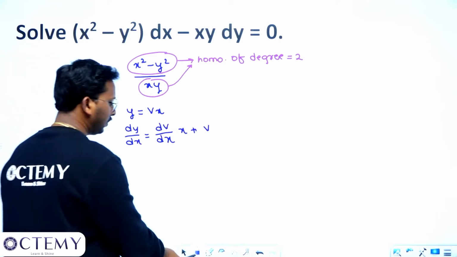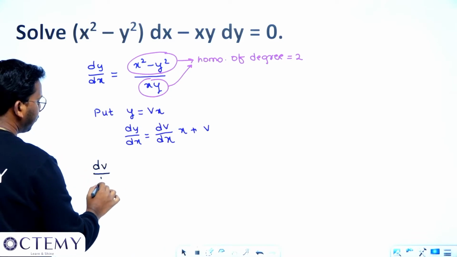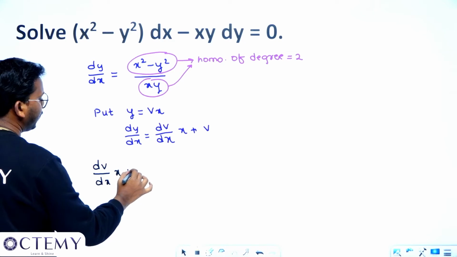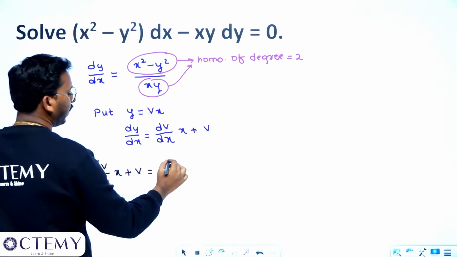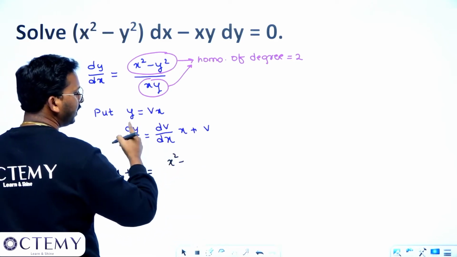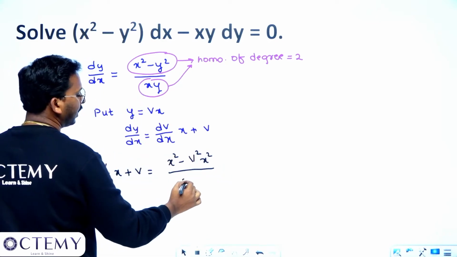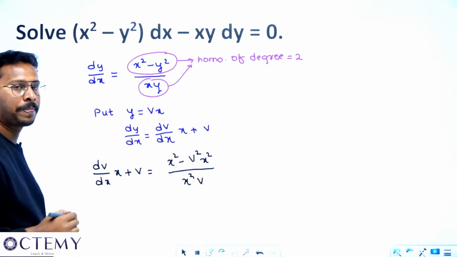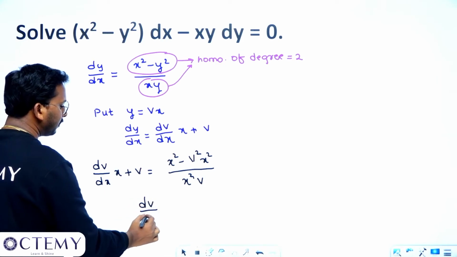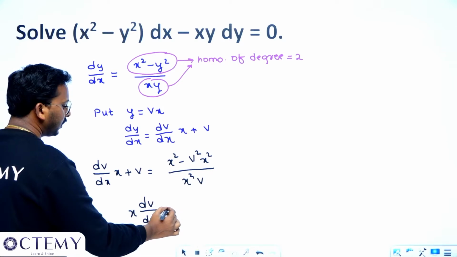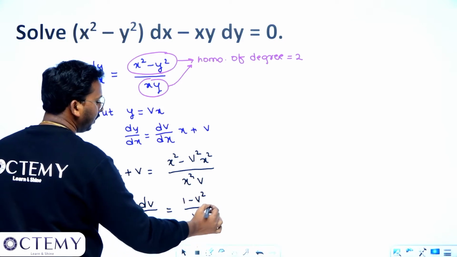If you replace these two fellows, see, sir, what will happen? In place of dy by dx, I will write dv by dx into x plus v is equal to, wherever I see y, I will write vx. So x square minus y is vx, so v square x square divided by x square v. This will come. Right now, see, sir, you send this fellow that side, this v fellow that side, so it will become dv by dx into x is here. This will become 1 minus v square divided by v minus v.